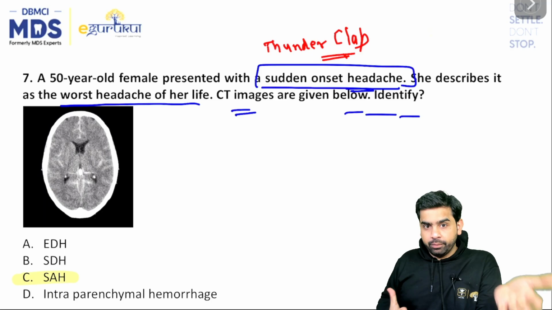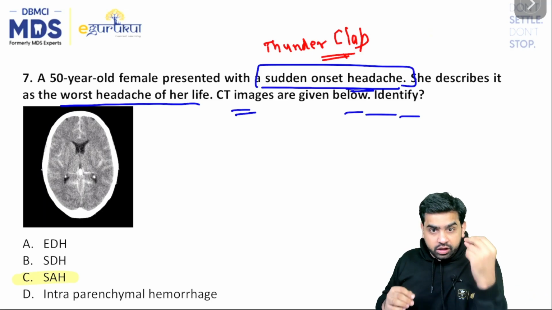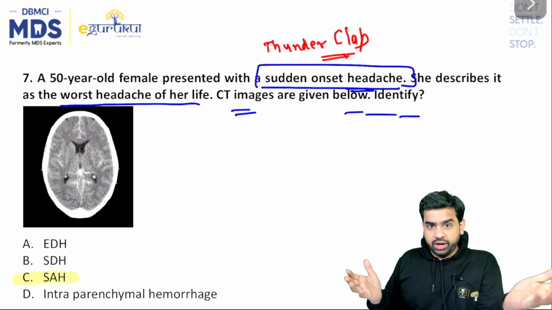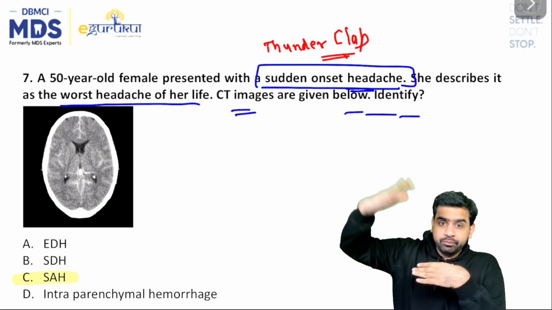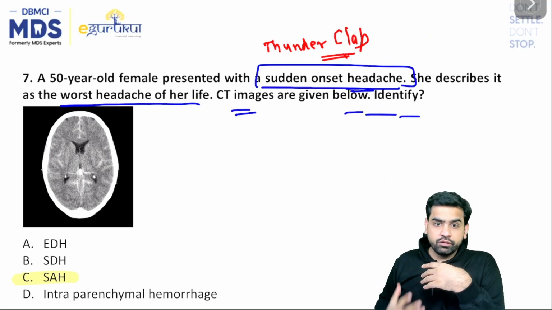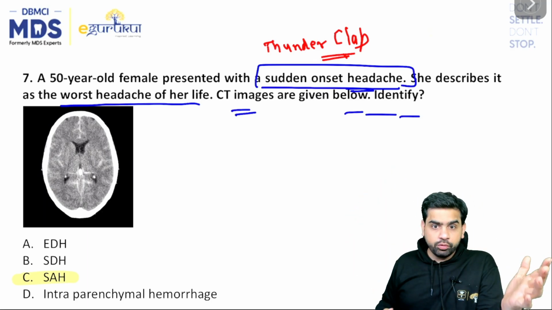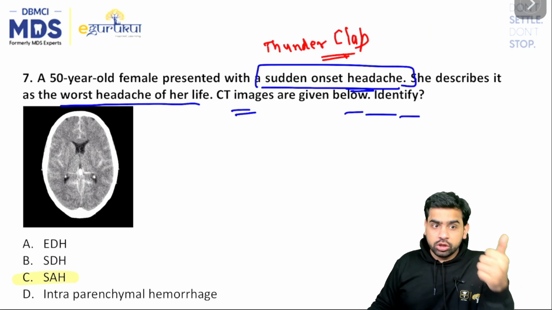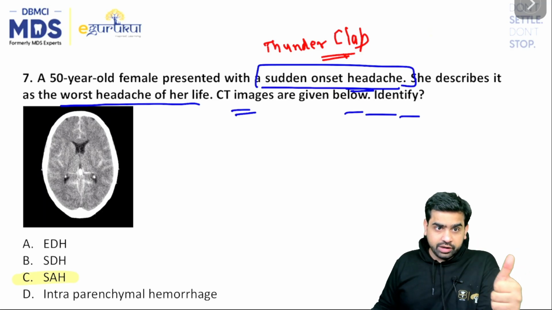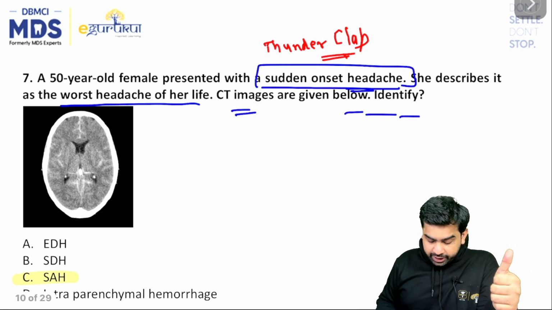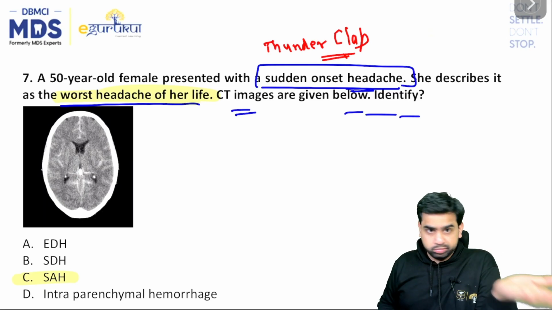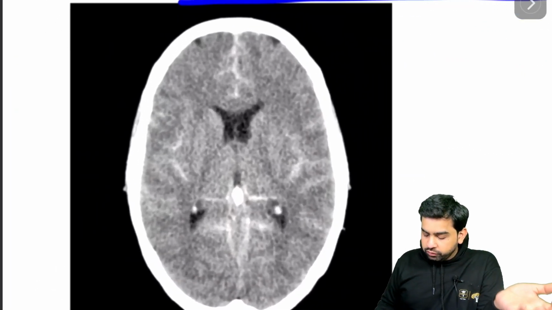Over here also, in these particular patients the headache starts, and within some time this headache goes to the maximum level. That is what is referred to as a thunderclap headache. I hope you are able to appreciate this point, guys. So that is the sudden onset or thunderclap headache, and patients describe it as the worst headache of their life. These two things are giving you the diagnosis of a subarachnoid hemorrhage.